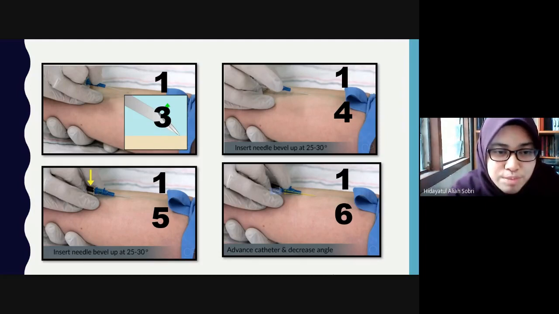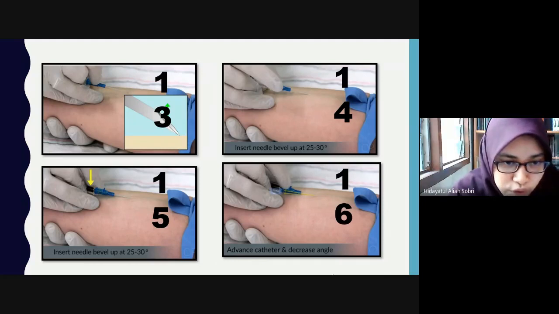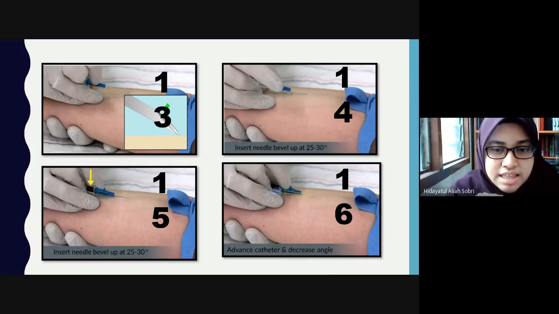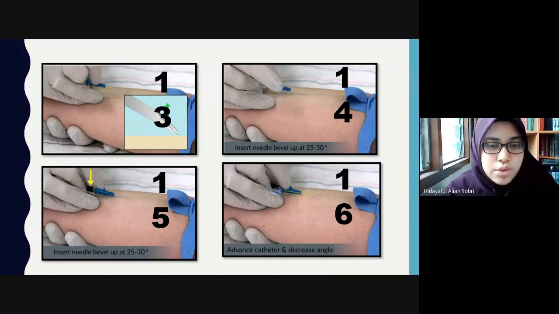Is there any flashback of the blood, the backflow of the blood? When you see the backflow of blood, it is an indication that your needle is inserted into the vessel. And then advance the catheter slowly and decrease the angle, more parallel to the skin, and then there will be more blood flashback. And then next slide.